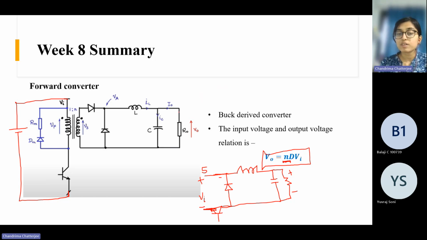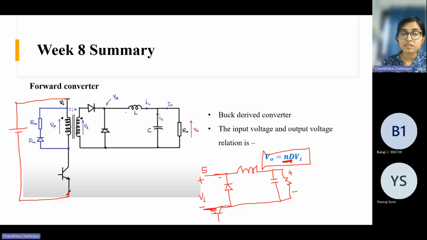Suppose you want an output voltage which is greater than the input voltage. For a normal buck converter that is not possible, but here you can select N in a way so that you can get a higher voltage than the input side. So N is a parameter that gives you additional flexibility for designing the system. Otherwise, this relationship is similar to a buck converter. And this we derive from the volt-second balance.